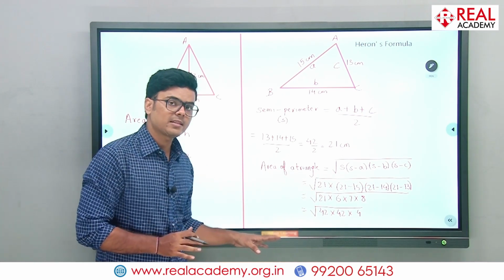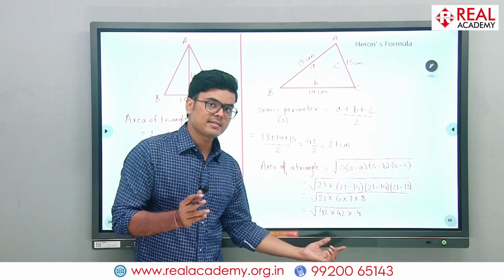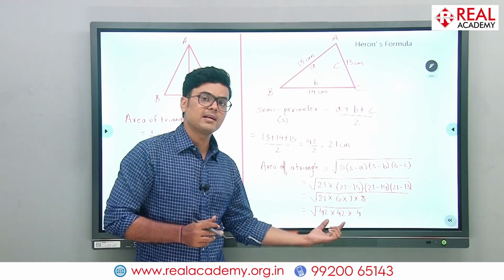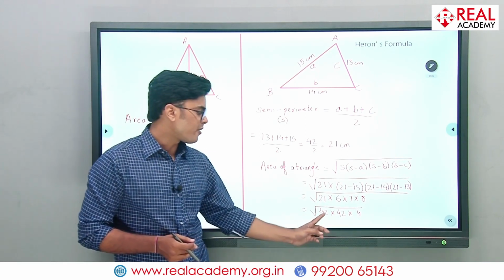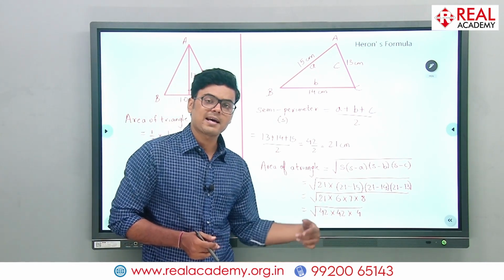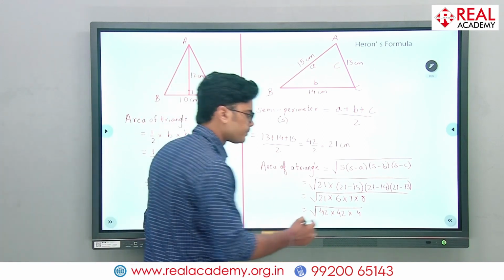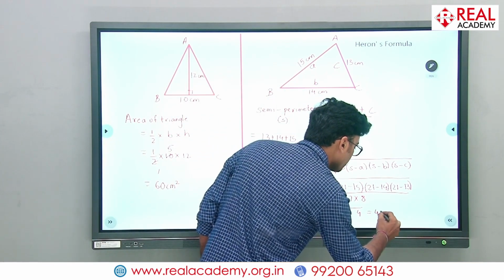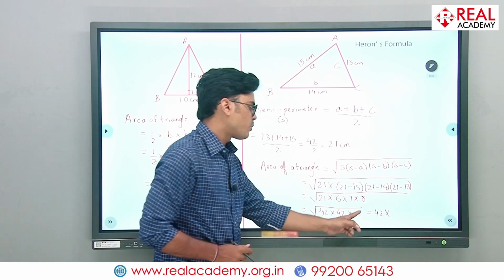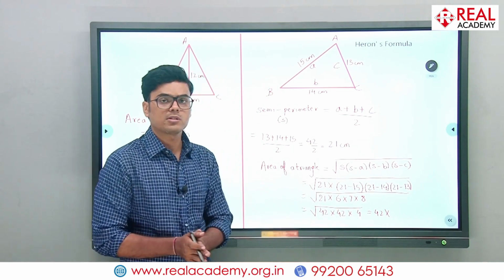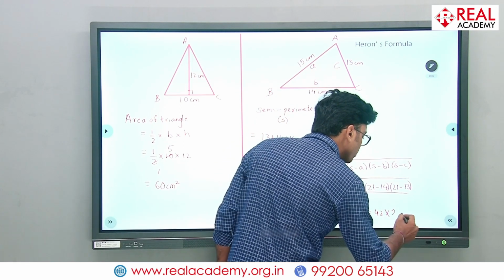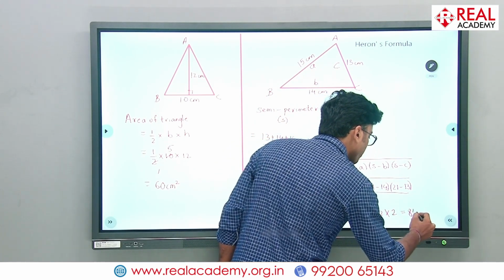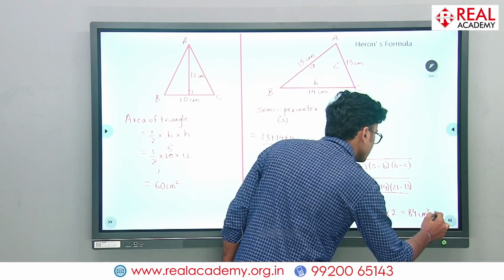Why have I written it like this? Because you know how to find the square root. If there are pairs under the square root, we can take one number outside. Correct? So root of 42 into 42 comes out as only 42. That is 42 multiplied by square root of 4. We all know square root of 4 is 2. So the answer is 42 into 2, that is 84 centimeter square.